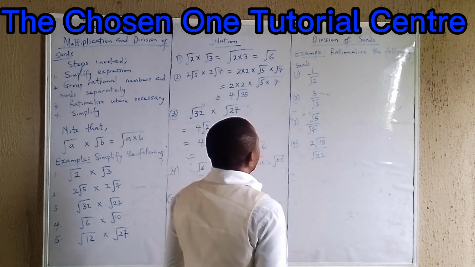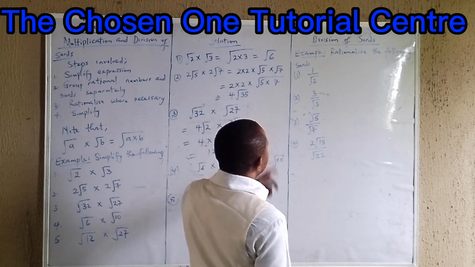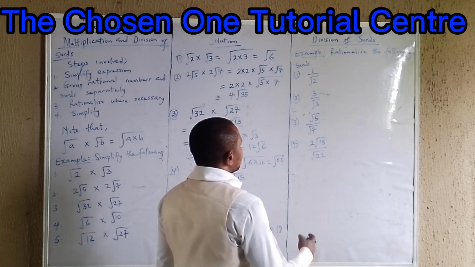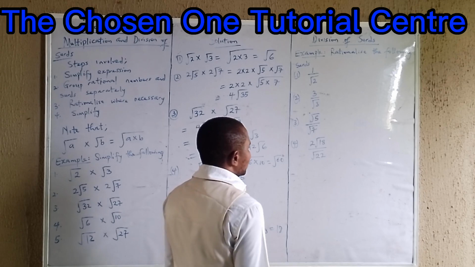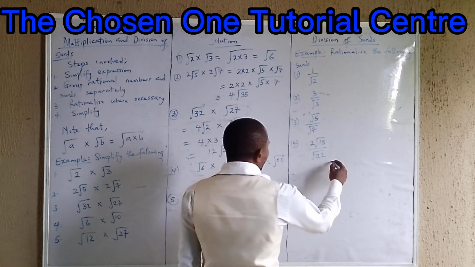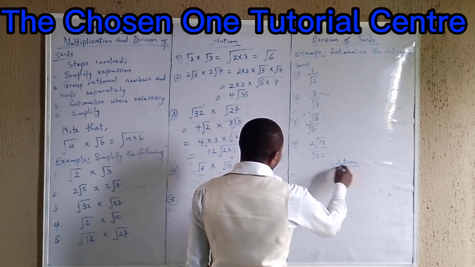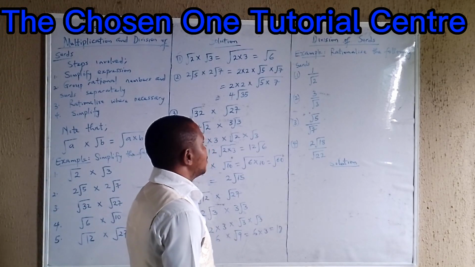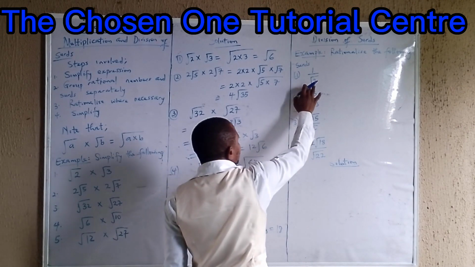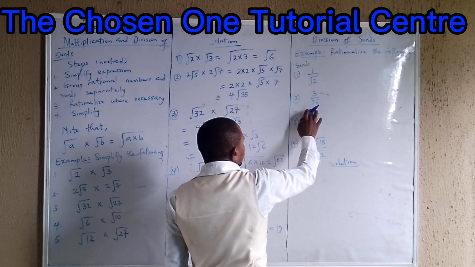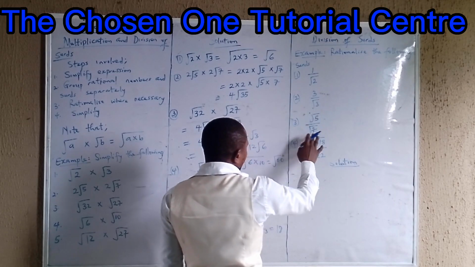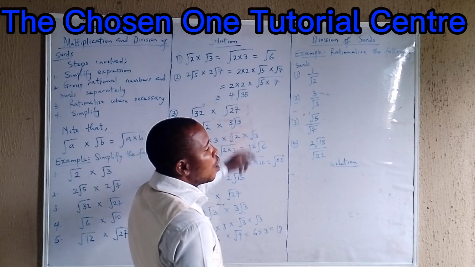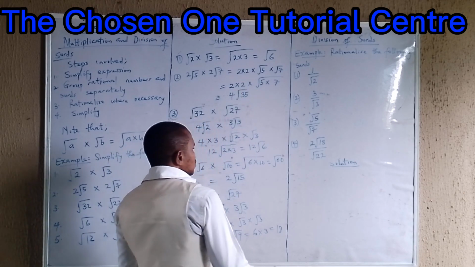So let's proceed further to division of surds. Example, rationalize the following surds. We have 1 over root 2, 3 over root 3, root 5 over root 7, 2 root 18 over root 22. How will I know when to rationalize? When I have an irrational number in my denominator side. Root 2 is an example of an irrational number, root 3 is an example, root 7 here is an example, root 22 here is also an example, and they are all located in the denominator side. So that is when to rationalize.